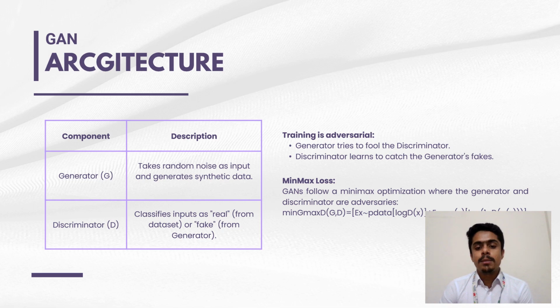And here we have the min-max loss. GANs follow a minimax optimization where the generator and discriminator are adversaries.